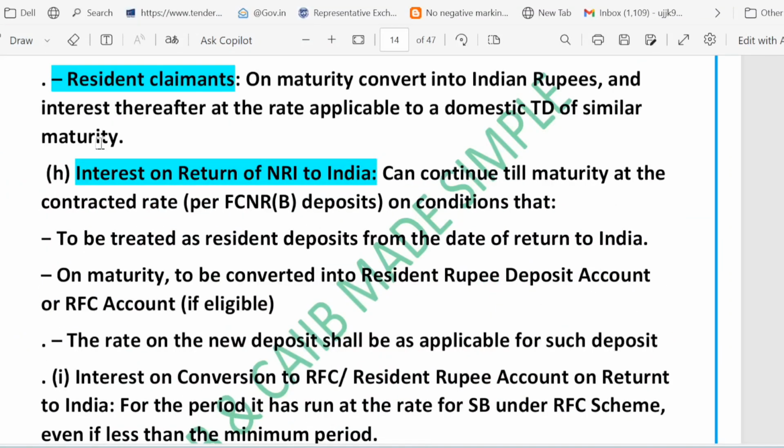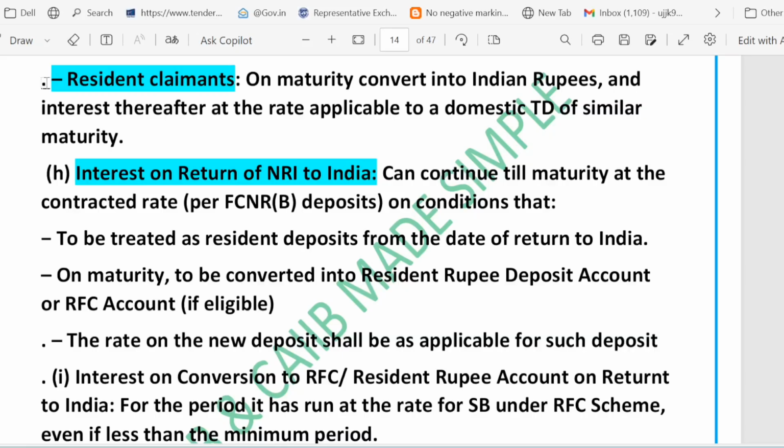So friends, basically we have the resident claimant. What happens on maturity? Suppose an NRE FCNR deposit matures and the claimant is a resident in India. The deposit on maturity is converted into Indian rupees, and after that interest is paid at the rate applied to the comparable domestic term deposit. In short, the resident sees the money in rupees and gets the domestic TD rate going forward.